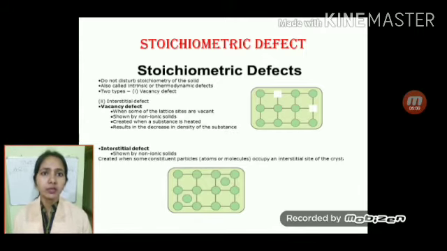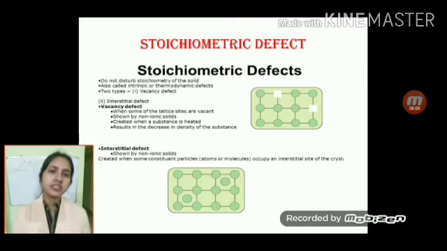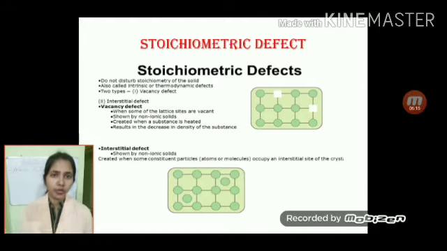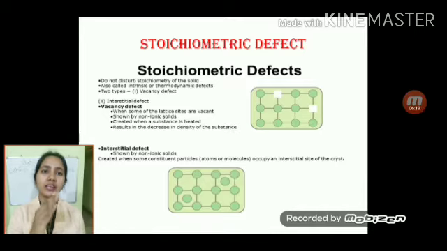And the second one is the interstitial defect. Now you know what the interstitial sites are. Interstitial sites are the empty or vacant sites present between the constituent particles, which we have already learned in our previous classes. Okay. Now in this type of defect, the constituent particles have occupied the interstitial sites or the vacant sites between the constituent particles, as shown in this figure, right?